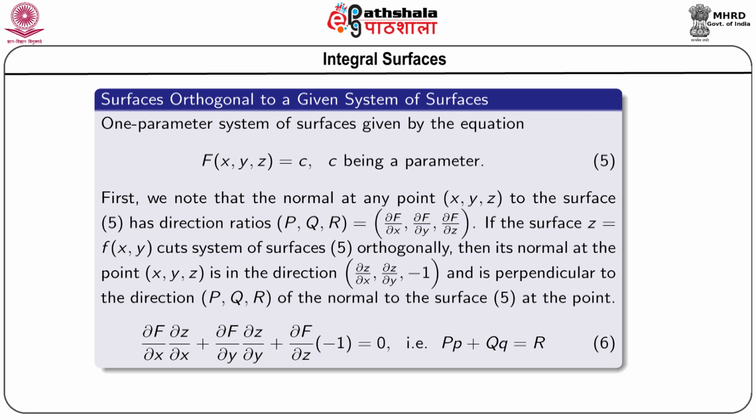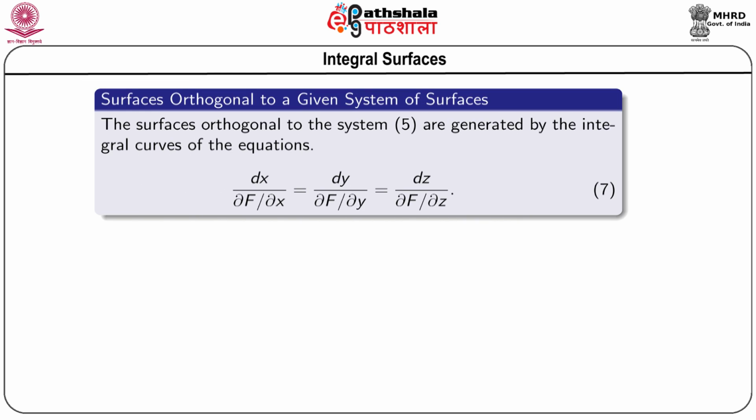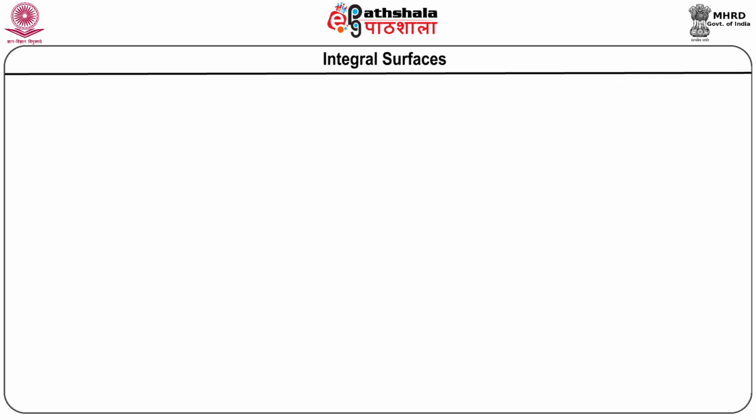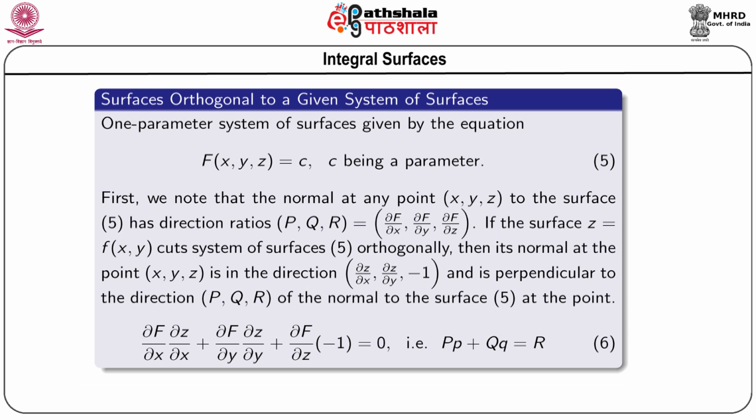That means, now we obtain a quasi-linear equation which is given in equation 6, and we want to find the solution of the quasi-linear equation 6. And we already know that the solution of the quasi-linear equation is related to the solution of a simultaneous equation which is known as Lagrange auxiliary equation, and this is written in equation number 7: dx by del f del x equals dy by del f del y equals dz by del f del z. So, the solution of equation 7 will give the solution of the quasi-linear equation 6, and that will be our required system of surfaces which are orthogonal to the given system of surfaces which is written in equation number 5.